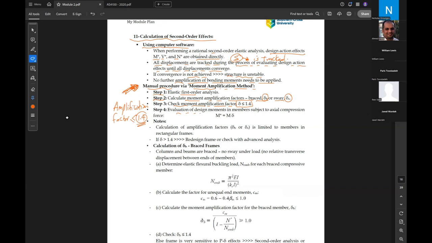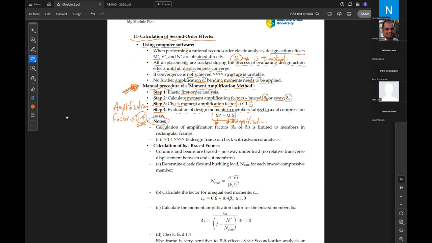Then after evaluating the design, the final moment including the second order effect, M star, will be equal to the actual applied moment multiplied by the amplification factor. Okay, so these are the steps. We have 4 steps to find the moments after the second order effects.